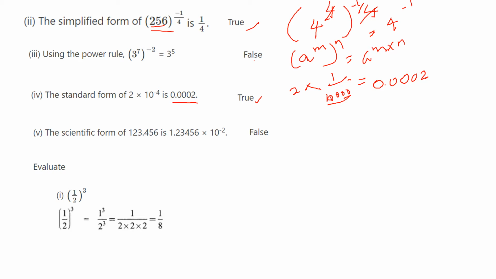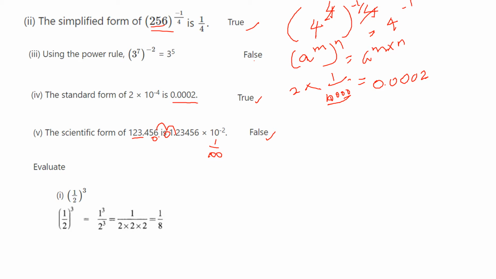Next one, the scientific form of 123.456 is this one. We can check this also. 1.23456 into 10 to the power minus 2 means 1 by 100, so it will move to the left of the point only. So what do you get here? 0.01 only, but the given answer is 123, so that is false. Clear?